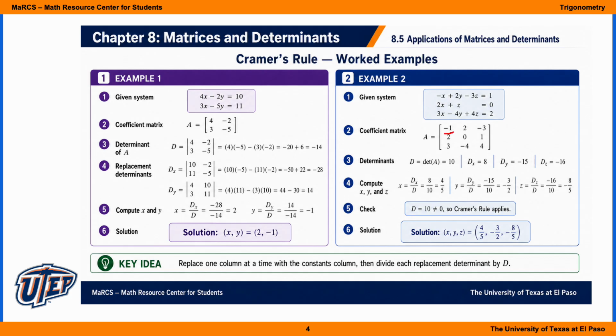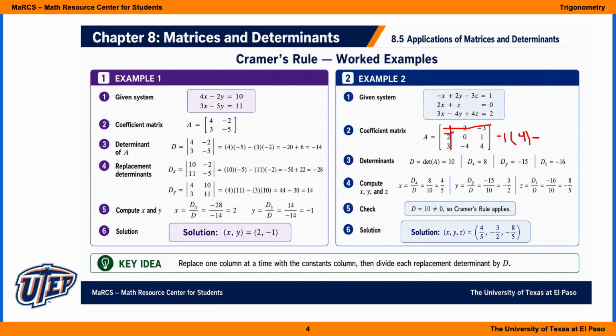So it'll be negative 1 times, and then we'll delete this column and this row. The determinant of this submatrix, so 0 times 4 is 0, minus negative 4, so that should be positive 4.